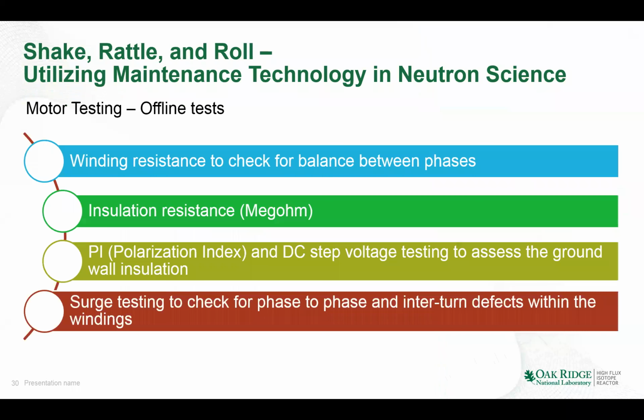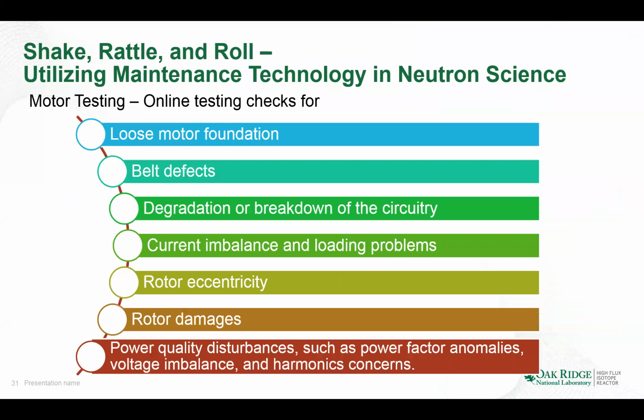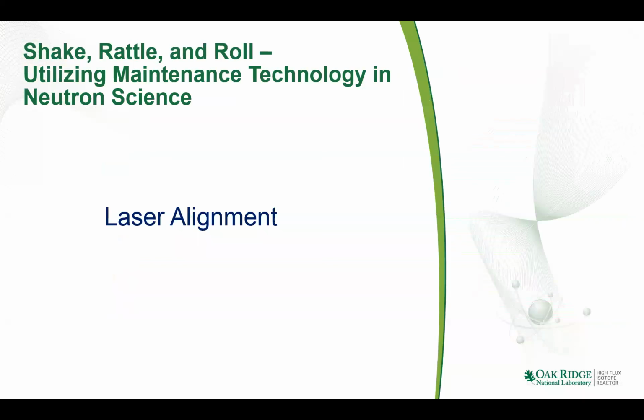But motor testing, there's two kinds of tests with motor testing. You have your online test and your offline test. The offline test, you have your winding resistance check, your insulation resistance, your polarization index, and your surge test. With the online test, they check for loose motor foundations, belt defects, degradation or breakdown of the circuitry, the current imbalance and loading problems, the rotor eccentricity, the rotor damage, and also power quality disturbances.